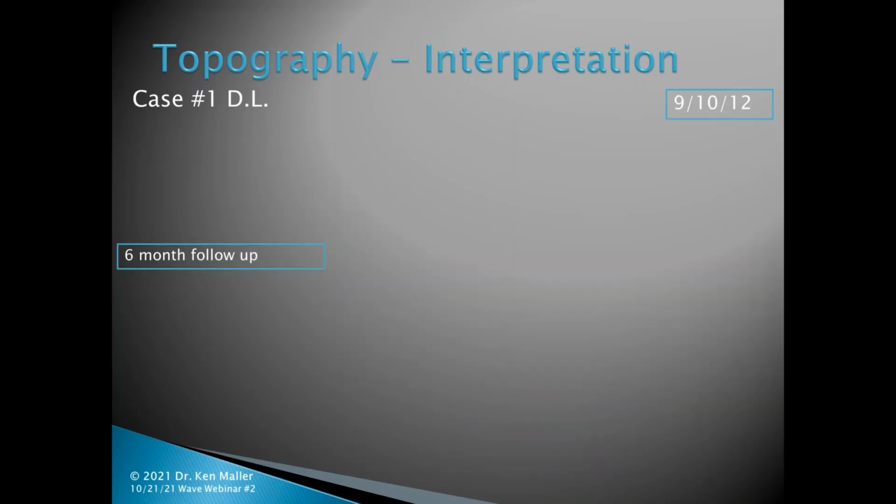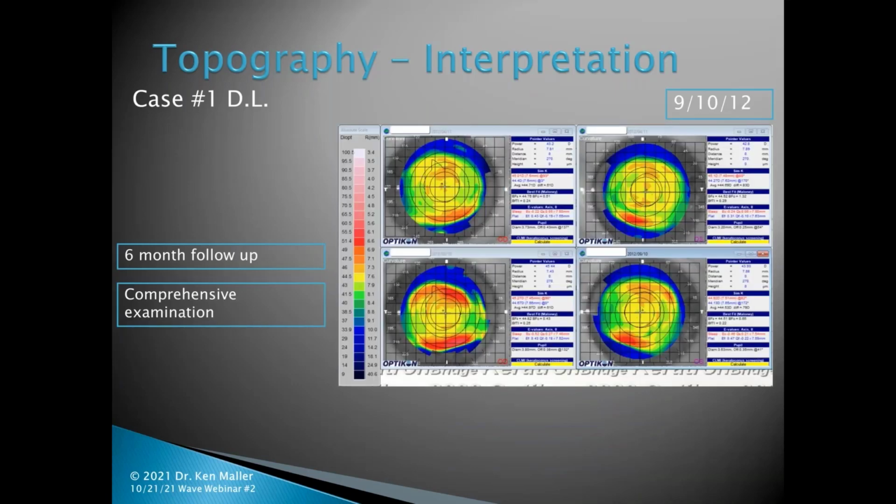She came back 6 months later for her comprehensive exam. And we can see that the maps from that day are on the bottom, and her eyes look considerably worse now than they did 6 months earlier. Especially on that right eye, there's a lot more peripheral steepening in the vertical meridian. So we saw the increase in corneal warpage.